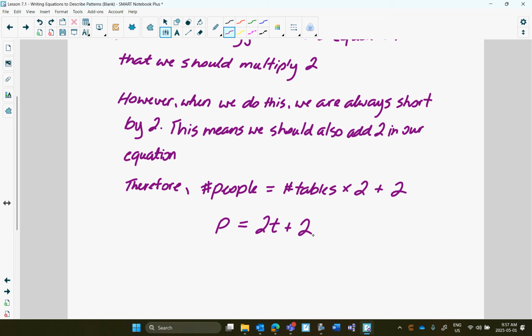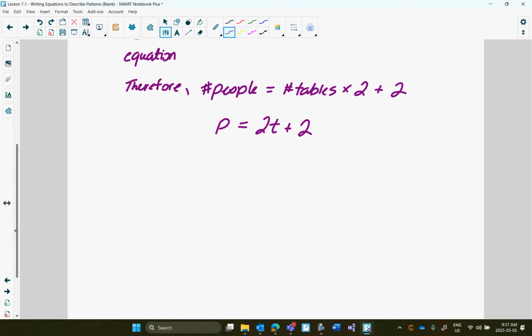So going back to that original question, how many people at 25 tables? 52. So 25 tables, P equals 2 times 25. Notice I substitute in parentheses, plus 2, which means 52 people.